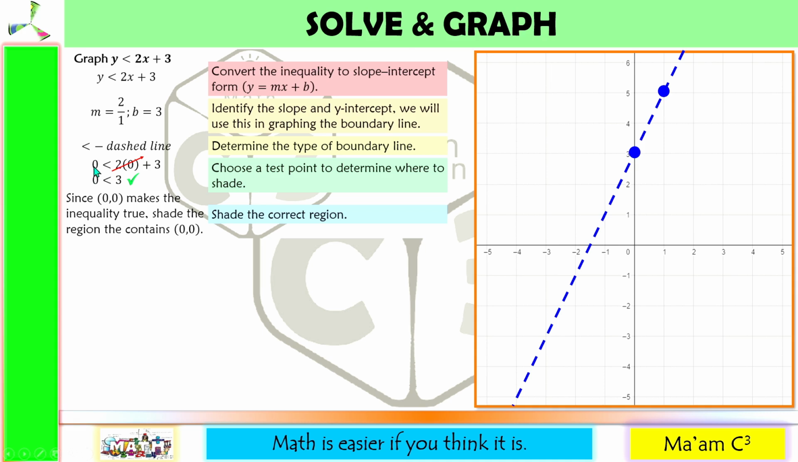Next, our test point is 0, 0. It is here. And since the inequality is correct, we are going to shade the region where 0, 0 is located. And 0, 0 is below the boundary line, so we are going to shade this portion.